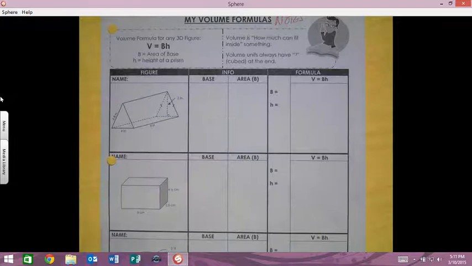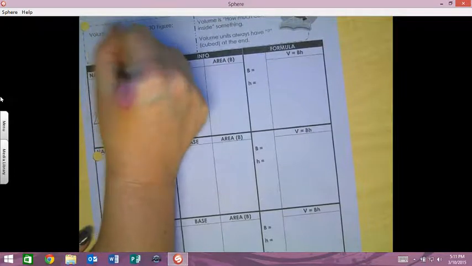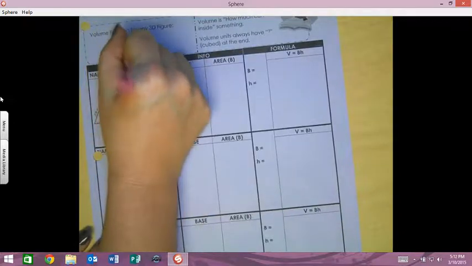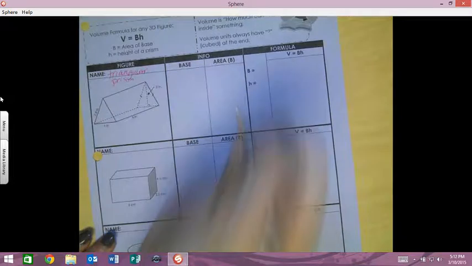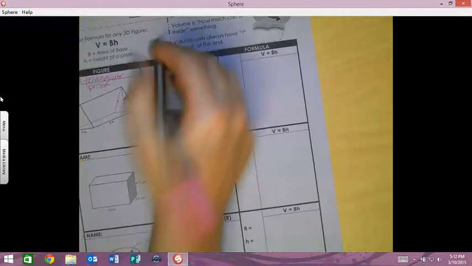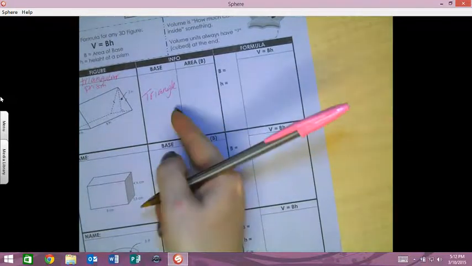So, on this first one, we have a triangular prism. So right here where it says name, it should say triangular prism. Okay, so when we have a triangular prism, our bases are triangles. Remember, our shapes are named for their bases. So our base right here, we're just going to write triangle.